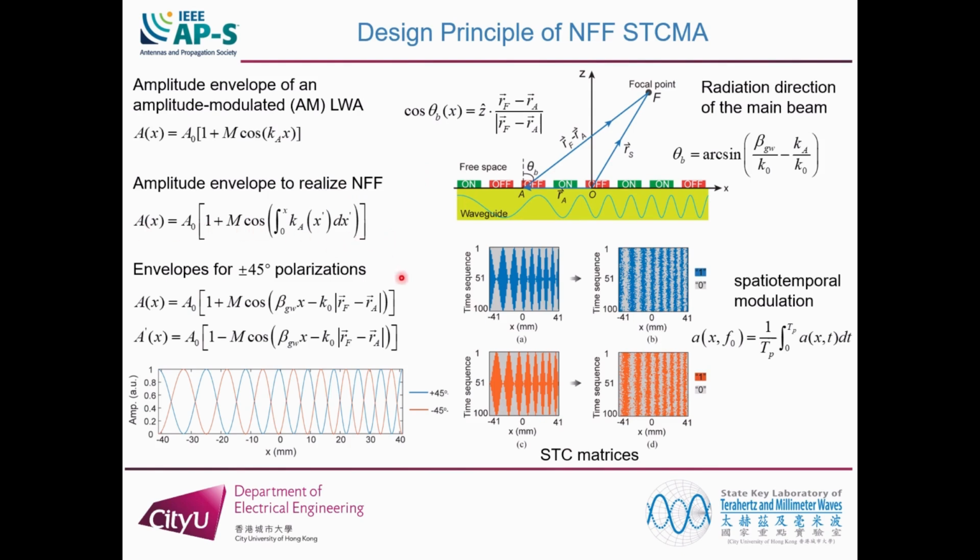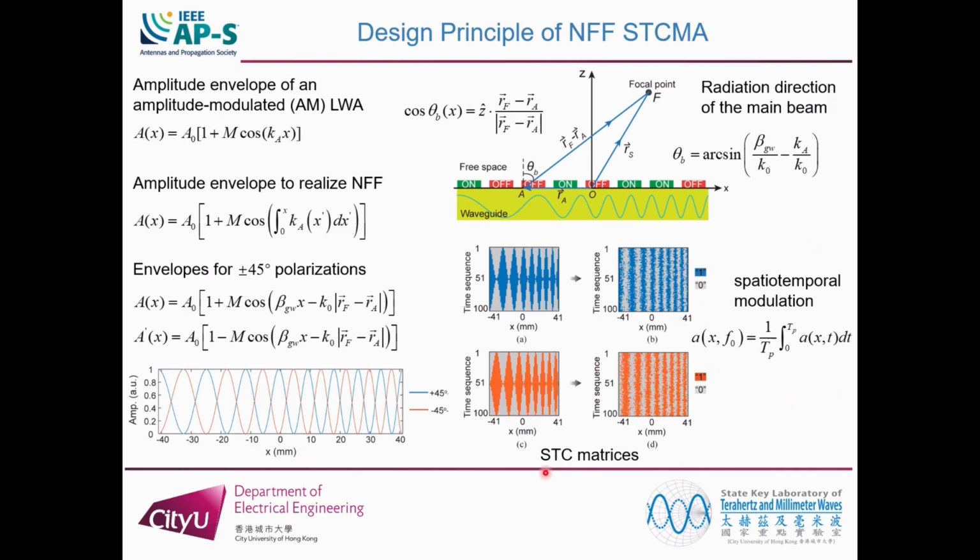To realize Y-polarized radiation, the radiated waves from the two plus or minus 45 degrees orientated slot arrays should have identical amplitude yet 180 degrees phase difference. Therefore, the envelopes for plus or minus 45 degrees polarization should be as follows. The desired amplitude envelopes can be practically implemented by using the time average effect of the spatiotemporal modulation.